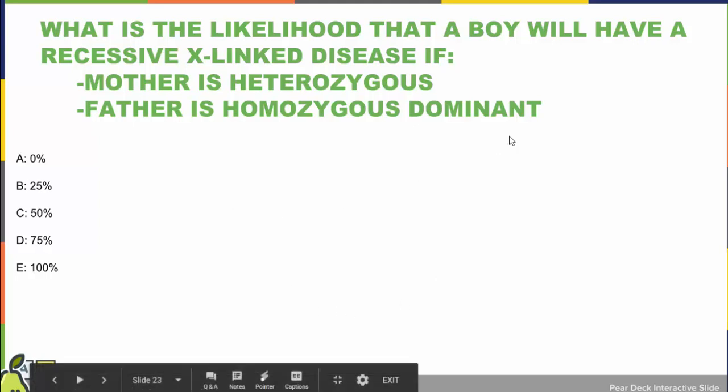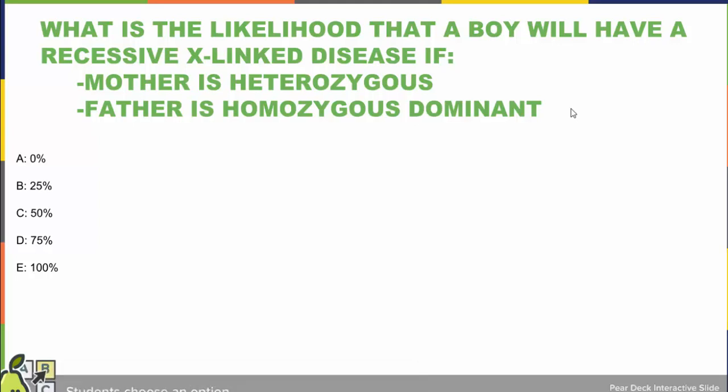All right, so here's a question. What's the likelihood that a boy will have a recessive X-linked disease if the mother is heterozygous and the father is homozygous dominant? So again, pause the video and try to think about it. If you need a little more information here, a recessive X-linked disease means the disease is on the X chromosome, and those people that have that recessive genotype would have the disease.